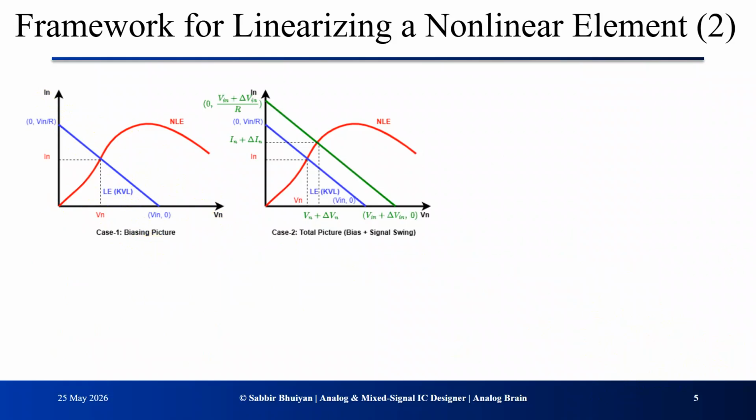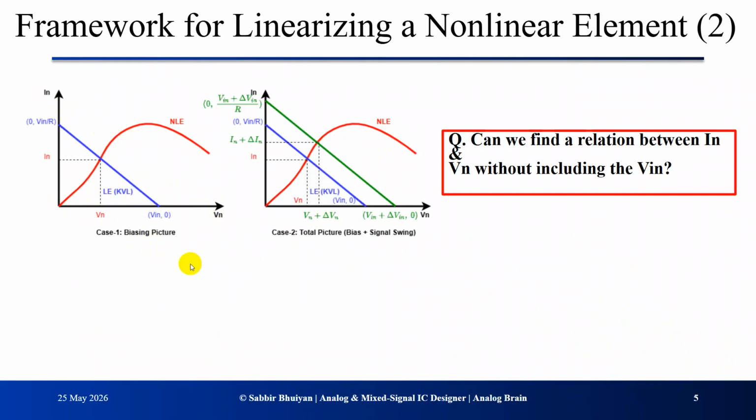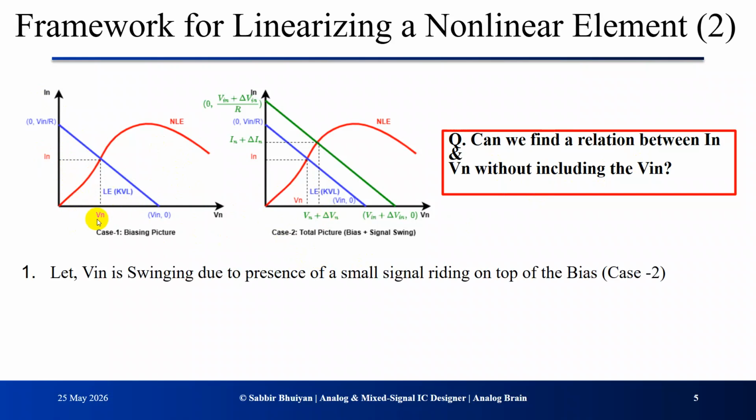Okay, so now, can we find a relation between IN and VN without including the Vin? We don't want to include the Vin, but we want to find the relation between IN and VN, as we don't know the analytical function. Okay, let's see. So we are focusing on only case 1, not case 2. So now we'll get our focus onto case 2.